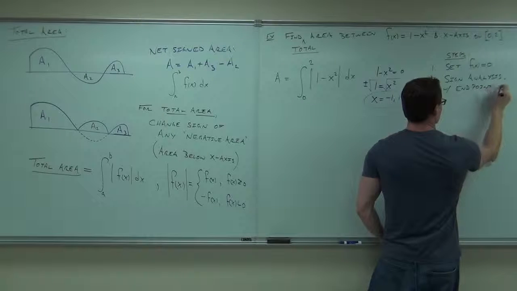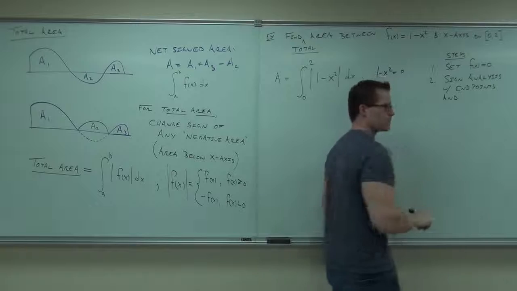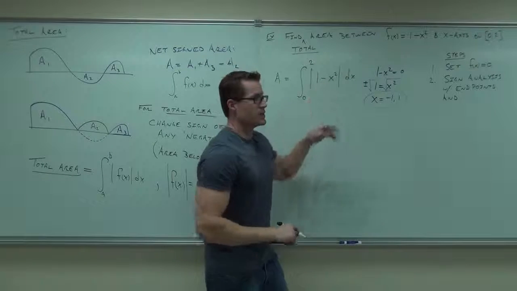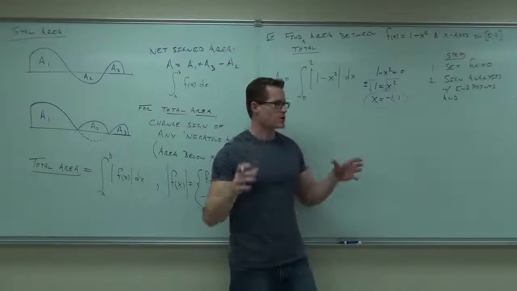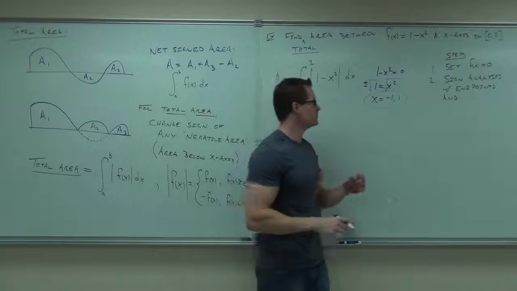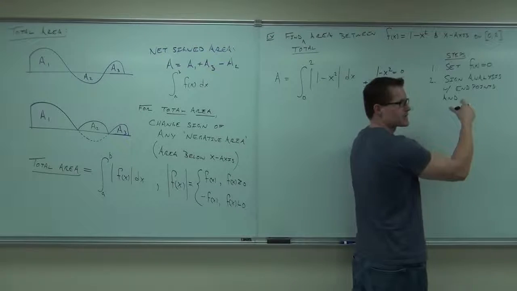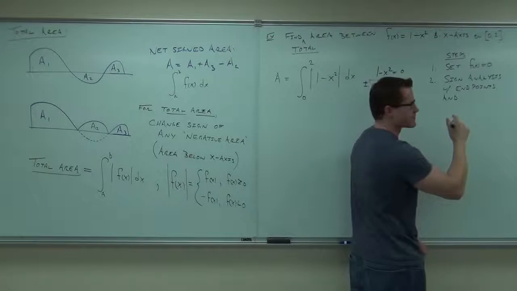If you have no points of intersection within your bounds, you just use your 2 endpoints. Then you won't even need that, because it's either all going to be positive or all going to be negative. So you just test one and go with it. So, sign analysis with endpoints and any x-intercepts that happen to be within your bounds of integration.